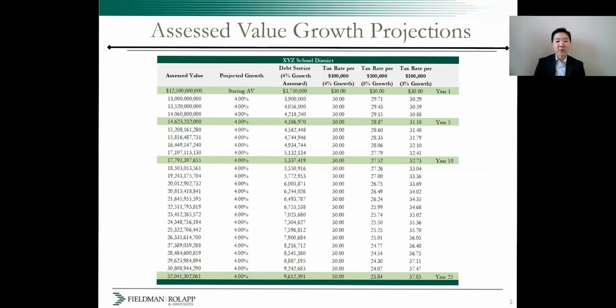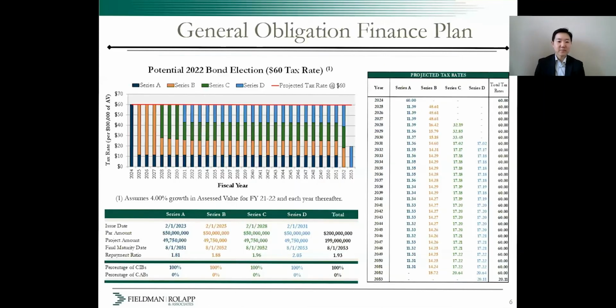If assessed value grew at only 3% for 25 years, the tax rate would then increase from $30 per 100,000 in year 1 to almost $38 per 100,000 in year 25. Some viewers may also recall what happens to their tax rates during the Great Recession when assessed values plummeted by more than 10% for consecutive years. This is why we recommend to our clients to use conservative assumptions based on a long period of historical data in order to prevent those periods of high tax rates.